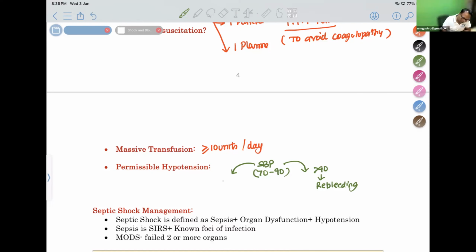If it is less than 70, what will happen? The brain will go for anoxia, anoxic damage of the brain. So therefore, it should be maintained at a permissible hypotension level of 70 to 90. So systolic BP maintained at a level of 70 to 90 is a permissible hypotension level. Please don't forget this point. When the BP is more than 90, rebleeding will happen. Less than 70, anoxia will happen. So maintain it between 70 to 90.